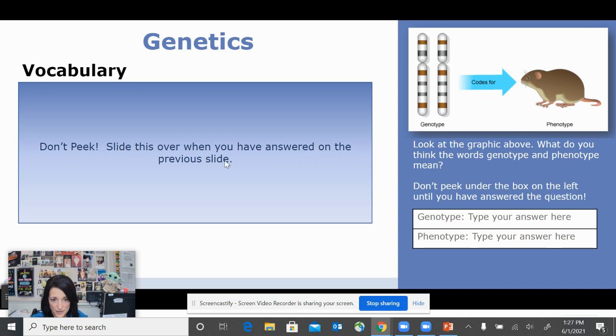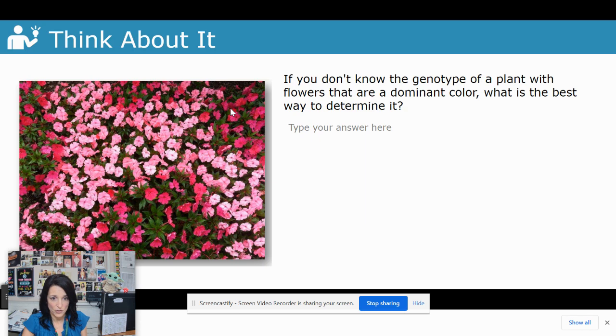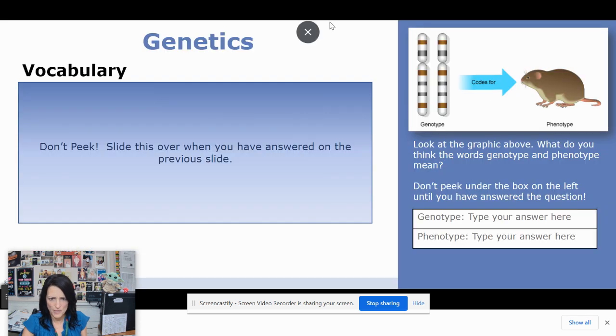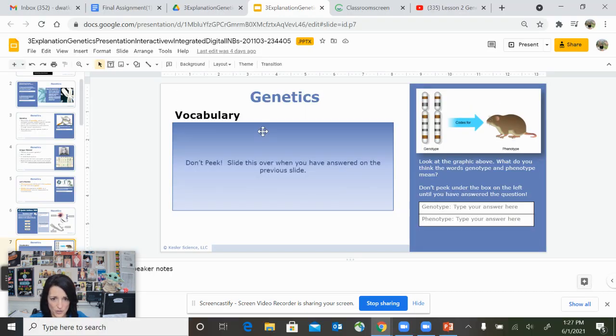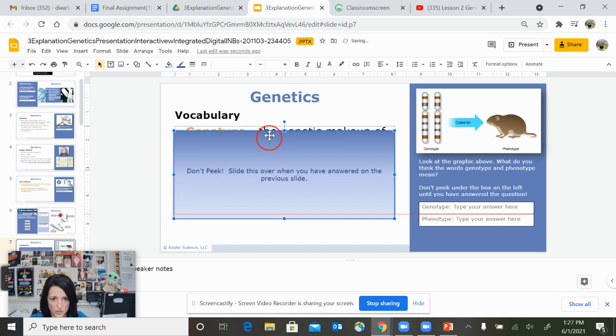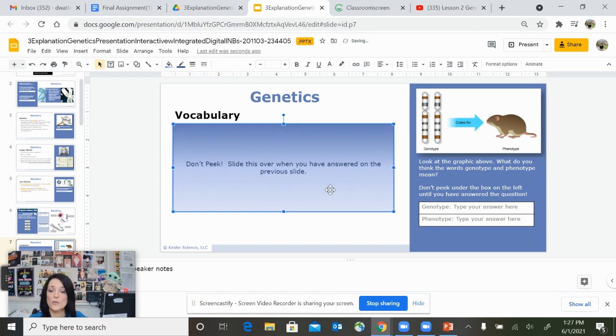This one says don't peek, slide this over when you have answered the previous slide. So this is going to give you the definitions. I'm not going to do it, I'll just show you. Oh, I can't because I have it on present mode. Let me take it out of present mode for a moment and just show you. This moves, and as you move it, it'll give you the answers to your previous slide, so you can check to see if you did them correctly or not.